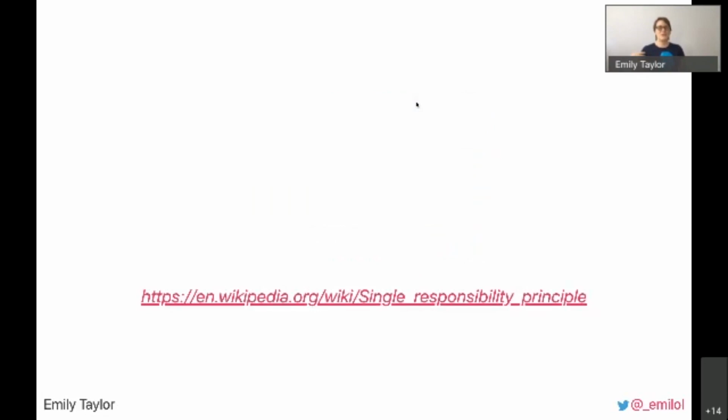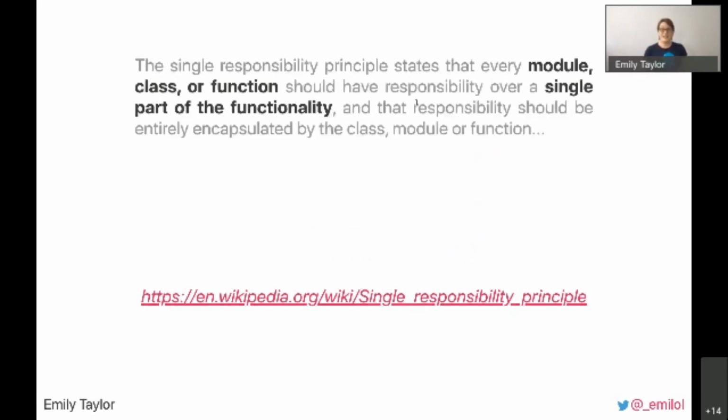So, when we first learn about the single responsibility principle, we all come to it. Maybe we've read a book about it, or maybe a colleague's mentioned it and we have no idea what it is. So maybe we Google it and end up here on this website with the form of all knowledge. And then we might learn that the single responsibility principle is when any module, class or function has responsibility over a single part of the functionality.